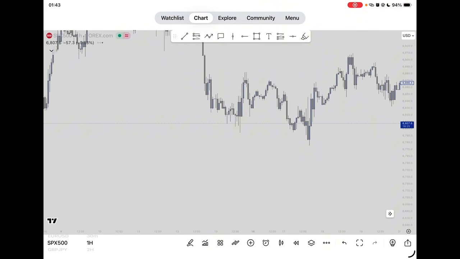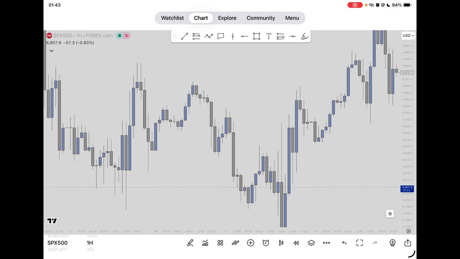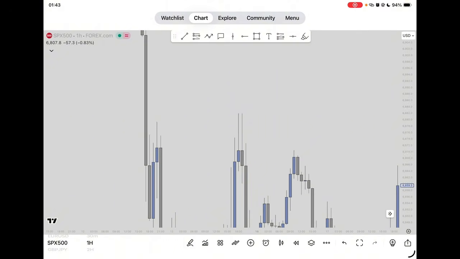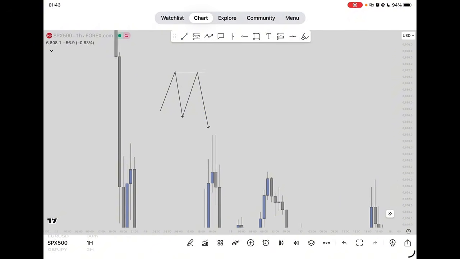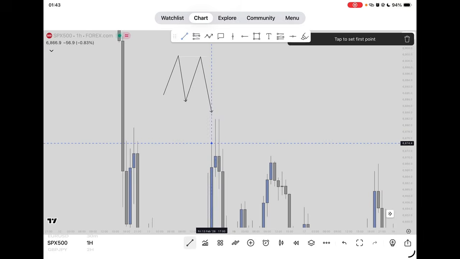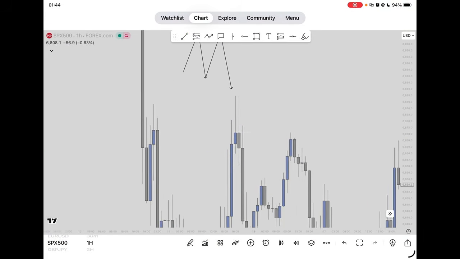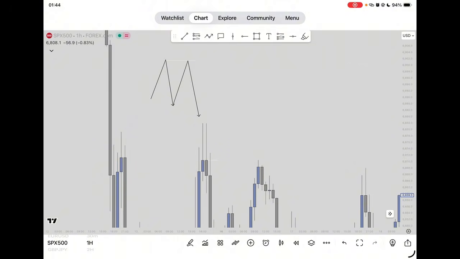Now you can see what happened here. After this V shape was created, right here, price went back to it, tapped it, and moved down, using it as what? Resistance, meaning price couldn't break above it. Right here, price used it to continue downwards. Do you understand?